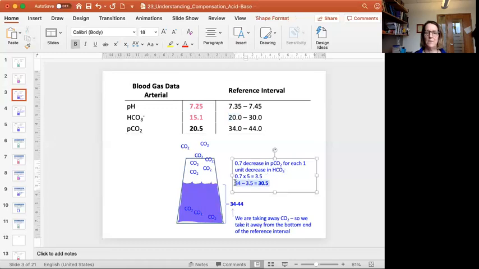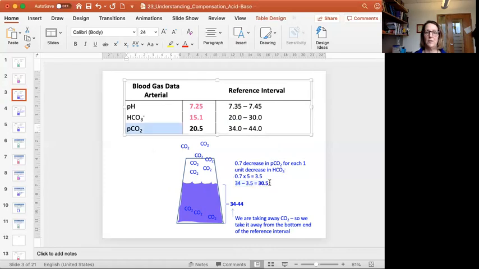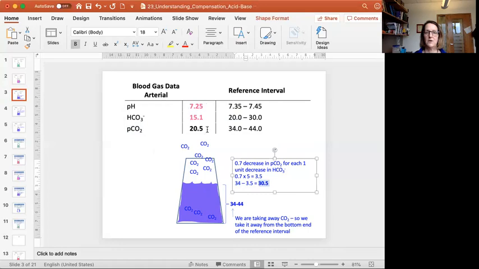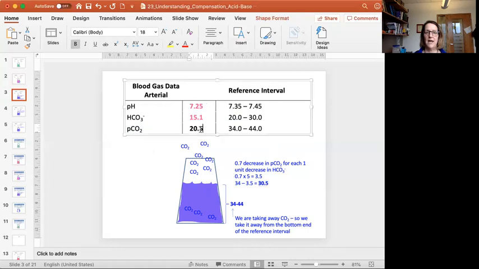Evidence of adequate compensation, and again, we won't be doing math on my final, but you may have to do this for Valverde at some point, certainly in 4th year. If this were adequate compensation, then the value for PCO2 would have been 30.5. It's currently 10 points below that, 20.5.